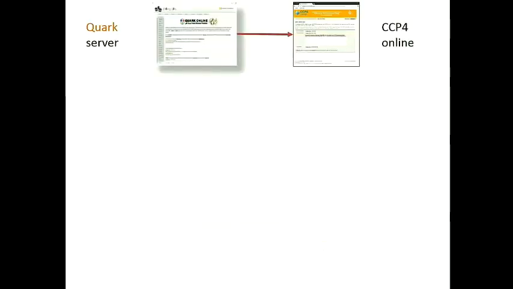So how can you try Ample? The very easiest way is to use the Quark server. Quark is a fragment-based ab initio modeling protocol very much like Rosetta. They run a server which will give you your results back in 12 to 24 hours. It accepts sequences up to 200 residues. And you can send the result of that, which is one single file, to CCP4 Online, and Ample will run for you there.